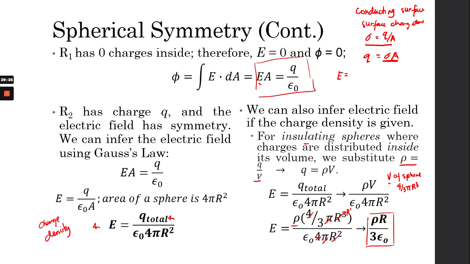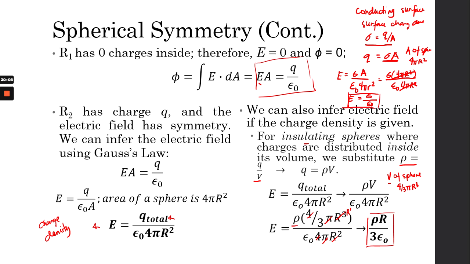So E is equal to Q total this time. So you have your sigma times area divided by epsilon naught 4 pi r squared. The area formula of the surface of a sphere is 4 pi r squared. So that will give you sigma multiplied by 4 pi r squared divided by epsilon naught 4 pi r squared. So for the sphere, the 4 pi r squared cancels out, and you have E equal to sigma divided by epsilon naught.